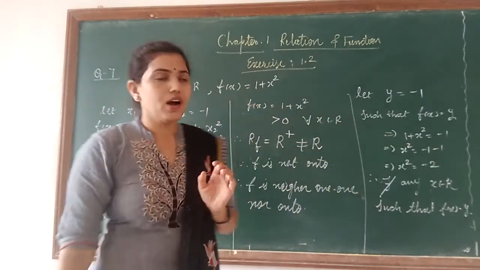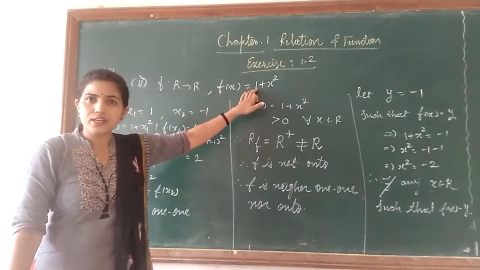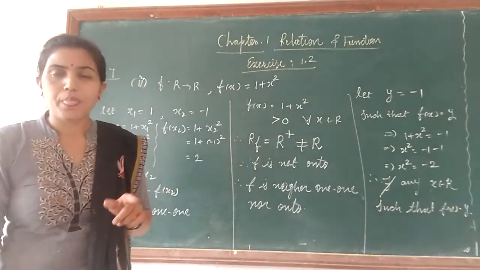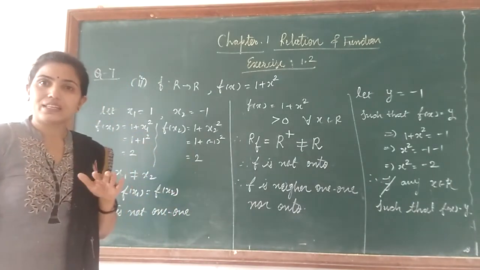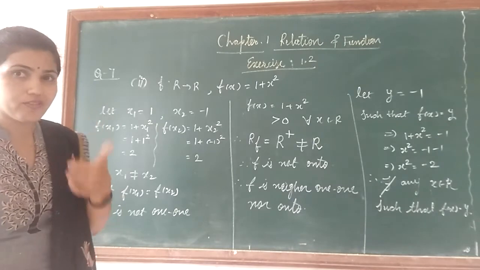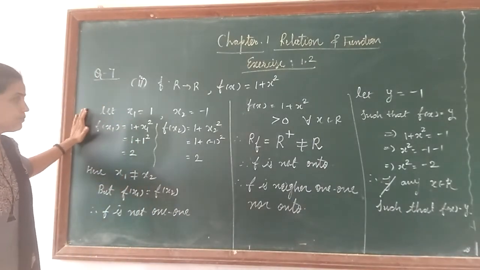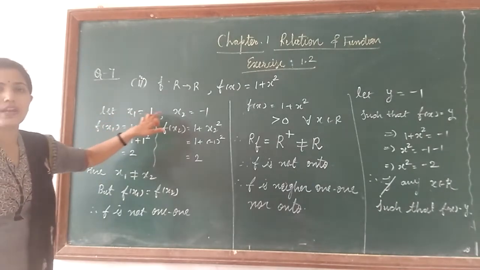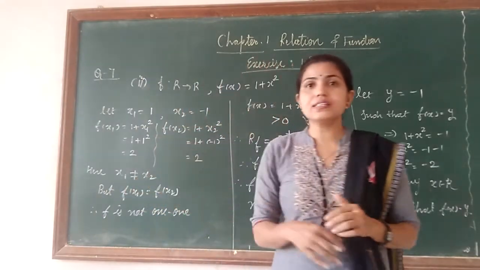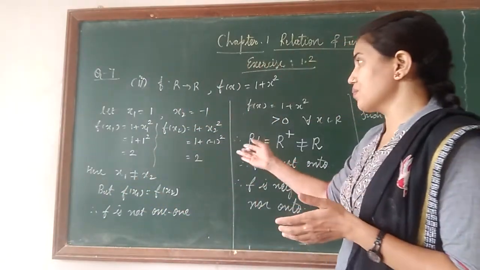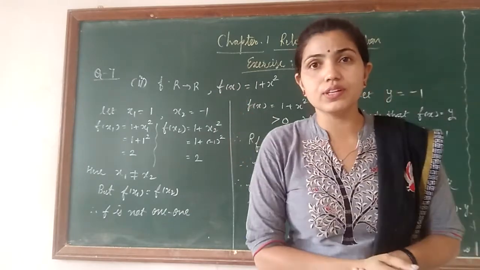Okay, so I think now you can understand question number 2. What is the question? f of x is equal to 1 plus x square. We have to prove whether the function is 1-1 or onto or bijective. Let me find out. So for 1-1, what did we do? We took two different elements x1 and x2, and then we showed that their image is the same. So as the image is the same but the elements are different, obviously it's not a 1-1 function.